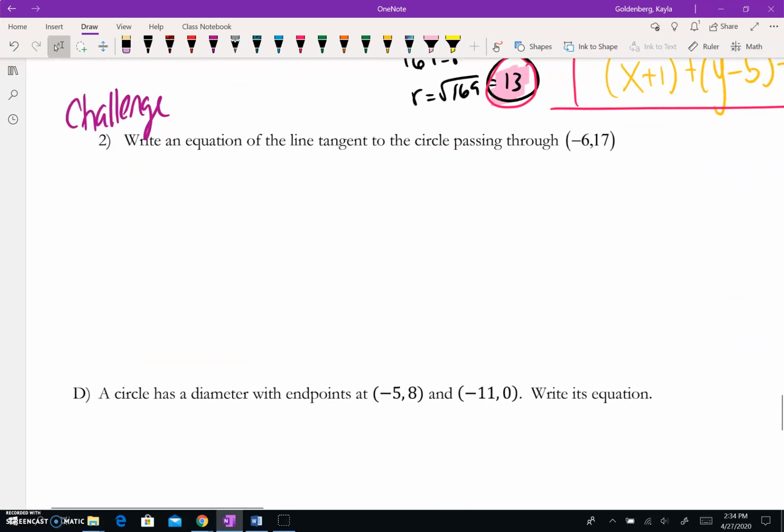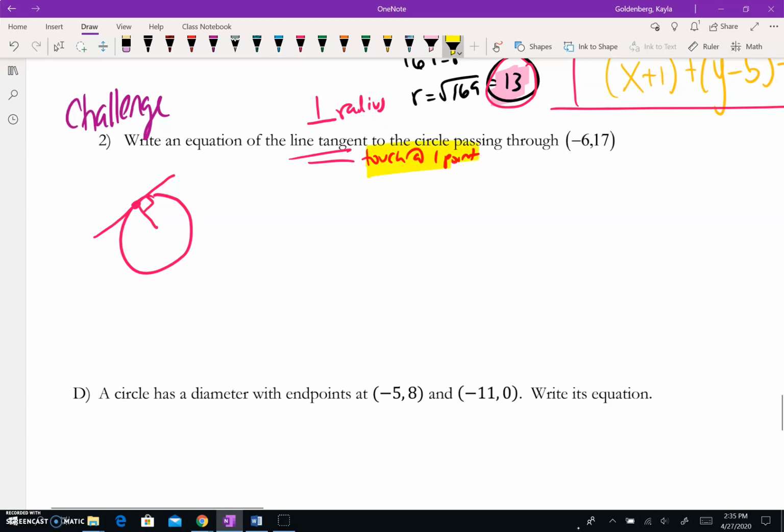Okay, so this one asks us to write an equation of a line that is tangent, which means it's making a right angle, and it's only going to be touching the circle at one point. Remember, if a line is tangent to a circle, so here's the one point, and the right angle comes with the radius. So it's perpendicular to a radius that's drawn to that tangent line is how you can think of it. The biggest thing is just touching at one point though. So that one point here. Okay, so we want an equation of a line tangent to a circle that passes through -6, 17.